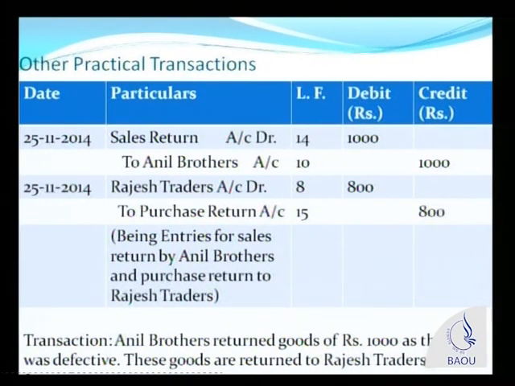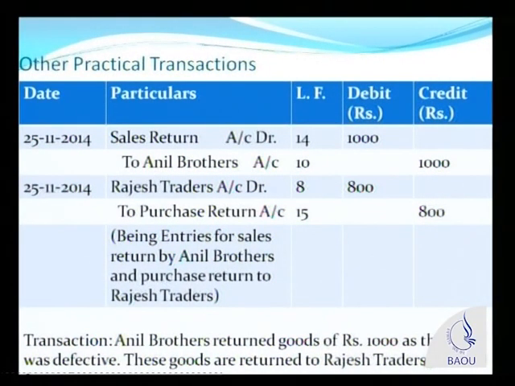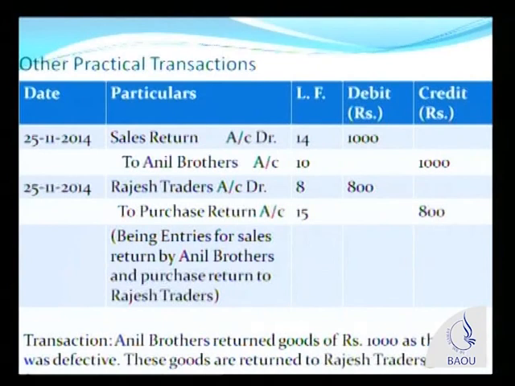We may write here, we have given in the information that Anil Brothers return goods of rupees 1000 as the same was defective. So it might happen that we may retain these goods with us and sell them to somebody else, maybe at a discounted price because they are defective. Or if we have agreed terms with our supplier, in turn we will return these goods to our supplier because they are defective. And here I have given you a transaction in such a manner that these goods which are returned by Anil Brothers, our customer, we have returned to our supplier. We had purchased these goods from, let's say, Rajesh Traders. So we have returned it to Rajesh Traders.